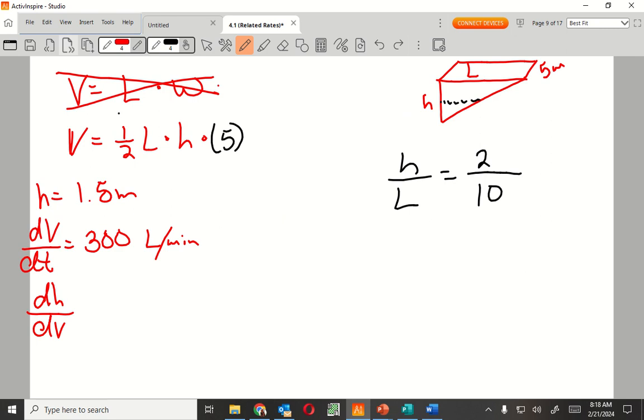Okay, so now that we have all that set up, I have the length, the height. So this is going to be 10h is equal to 2l. And by doing this, I could get rid of my l by dividing both sides by 2. I get 5h is equal to l.